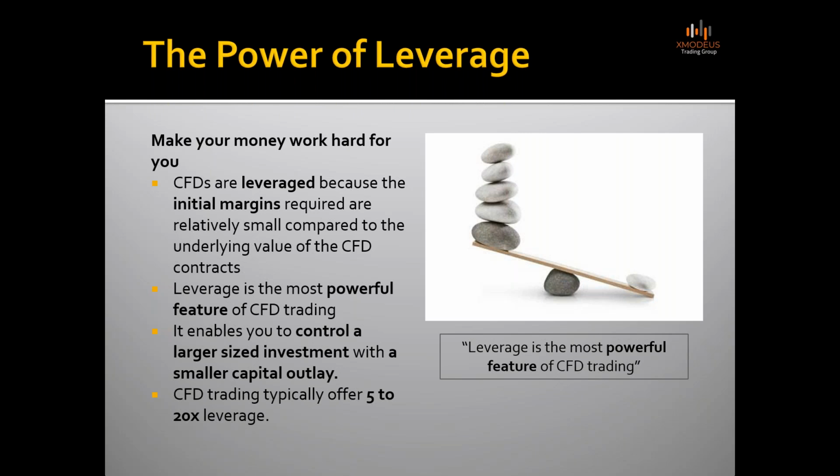Basically it allows you to control a larger size investment with a smaller capital outlay. So this is a very efficient way of using capital, right? And CFDs typically offer between 5 to 20 times leverage. So let's look at an example of how this works, right?